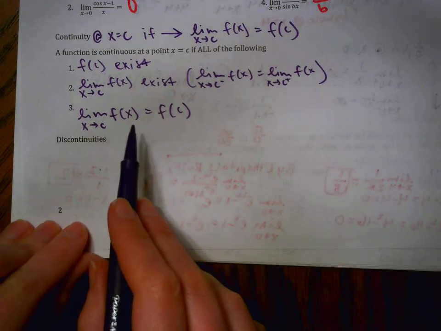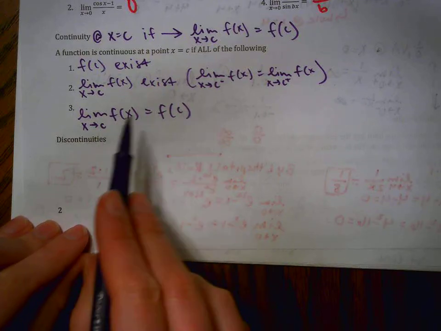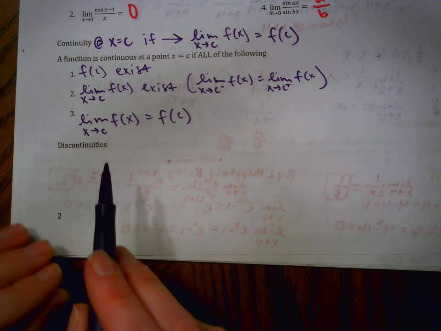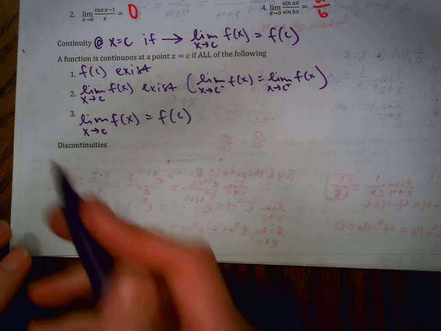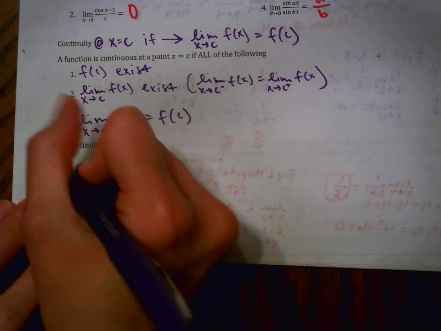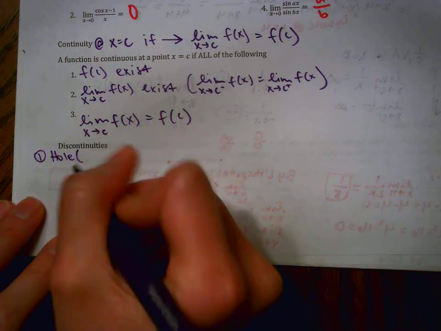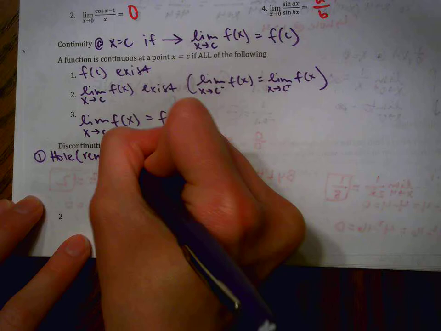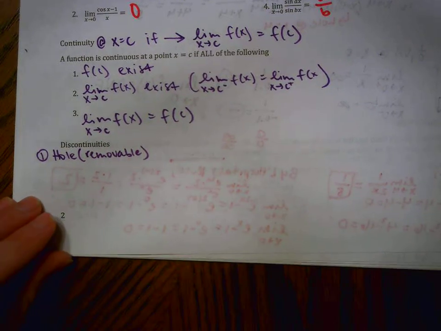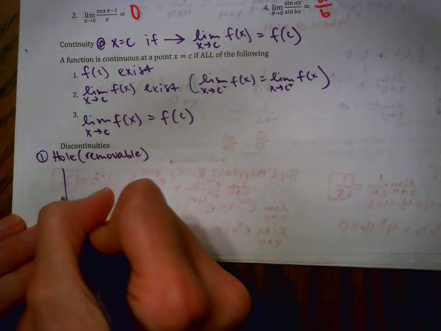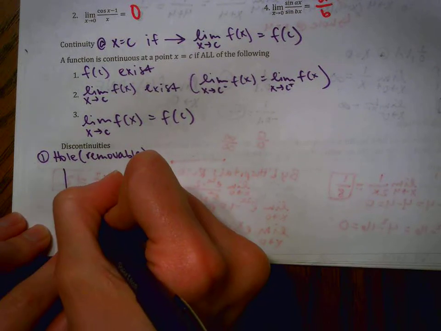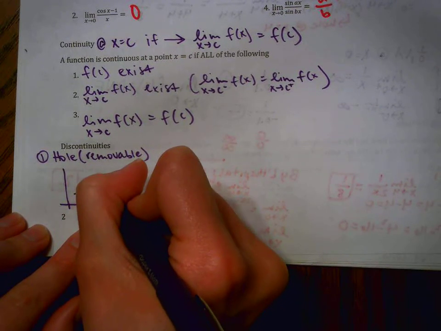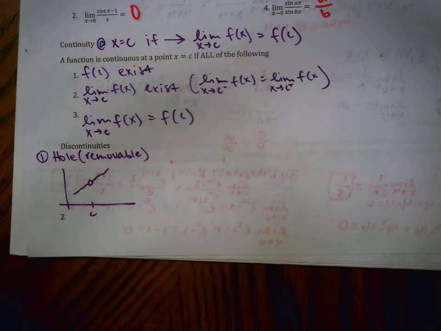So when this isn't true, you have a discontinuity, right? What are your 3 types of discontinuities? A hole, which is considered removable because you can fill it in with just one point. We know what a hole looks like: the graph continues past the hole going in the same direction. The actual definition is that the limit exists, but it doesn't equal the y value.